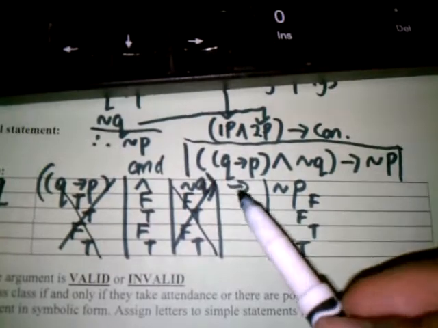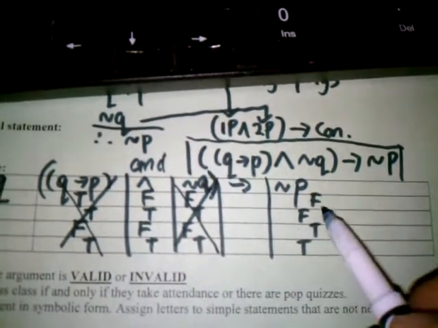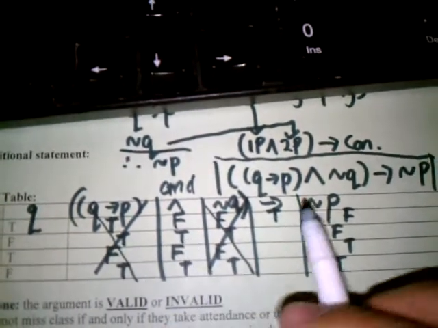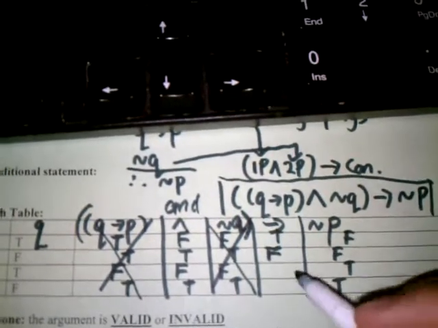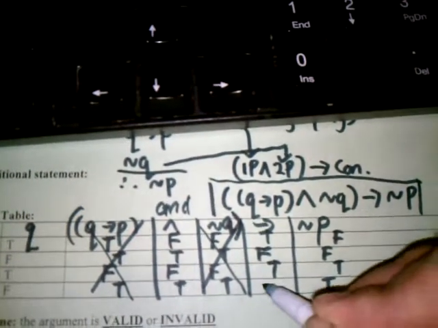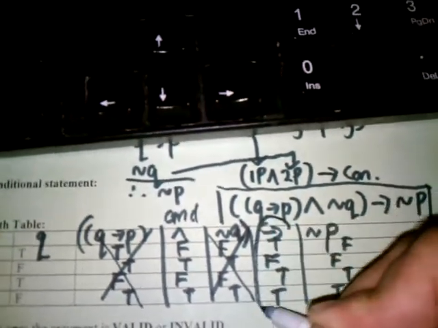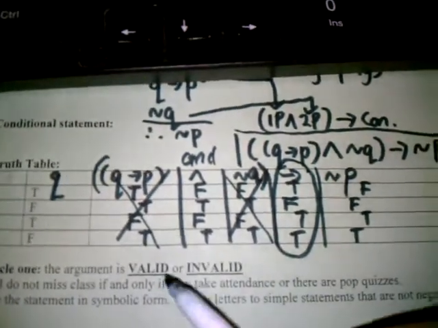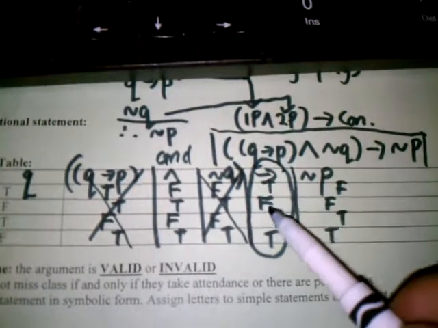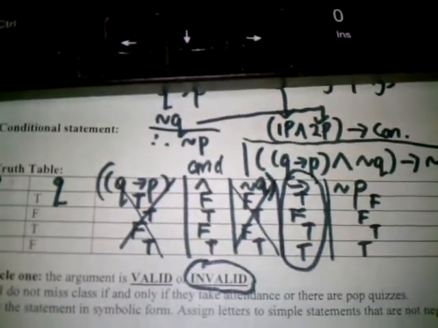So for the conditional, if both are false, you get true. If the first is true and the second is false, you get false. False to true, you still get true. True to true, you get true. So the last column that we do is our answer. Now, if all these answers are true, then the argument is valid. Unfortunately, we got one false here, so the argument in this case is invalid.